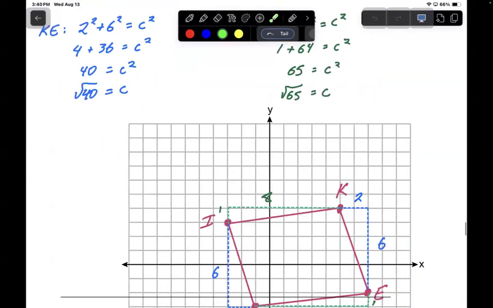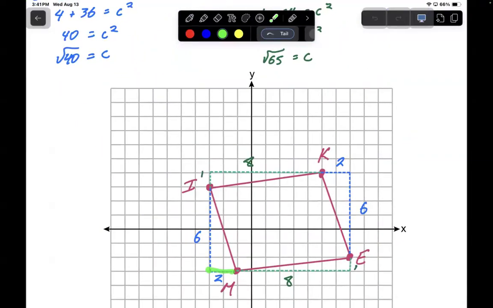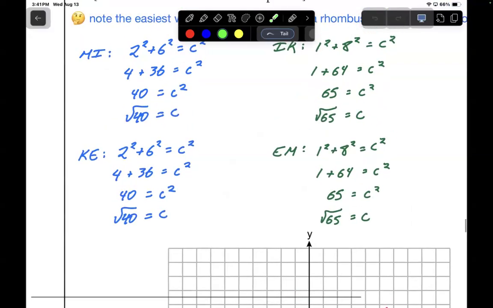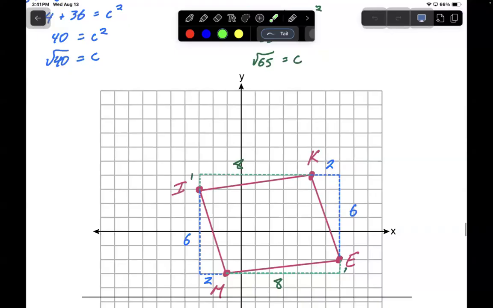So I just did 2 squared plus 6 squared equals C squared, right? And then I did the same for this one. And you get radical 40 is what each of those equal. You could even write it down on the solution guide. It might be even better to go ahead and write, this is radical 40. This is radical 40.